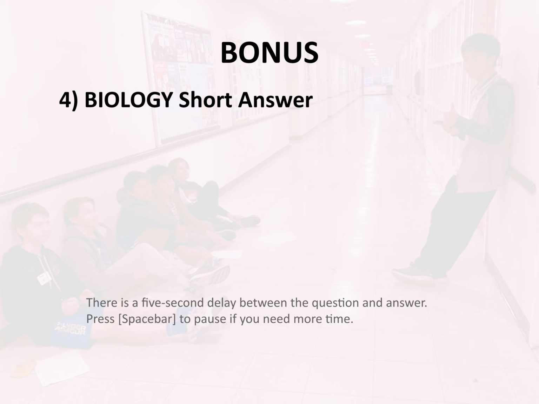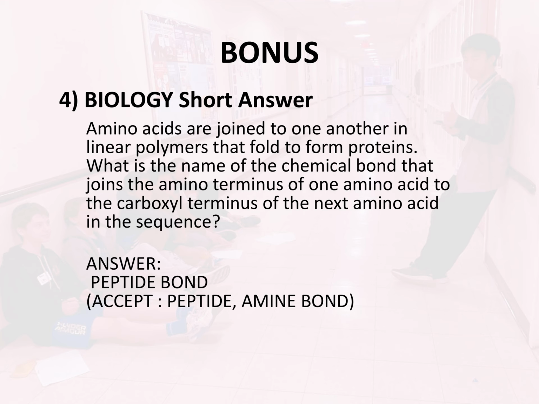Bonus 4. Biology. Short answer. Amino acids are joined to one another in linear polymers that fold to form proteins. What is the name of the chemical bond that joins the amino terminus of one amino acid to the carboxyl terminus of the next amino acid in the sequence? Answer. Peptide bond.